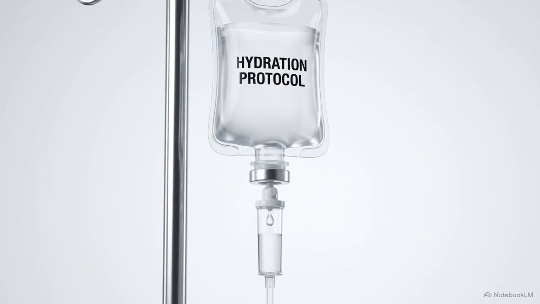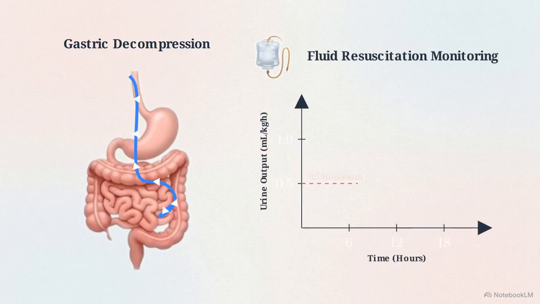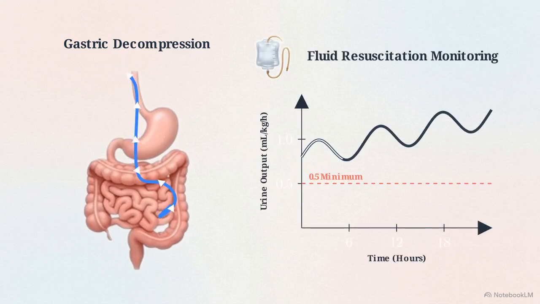All obstructions require immediate resuscitation and fluid replacement using isotonic crystalloids. This protocol focuses on correcting electrolyte imbalances caused by vomiting, specifically hypokalemia and hypochloremic metabolic alkalosis. To decompress the stomach and proximal bowel, clinicians insert a wide-bore nasogastric tube, which reduces the risk of aspiration. A Foley catheter is necessary to track hourly urine output, ensuring it remains above 0.5 milliliters per kilogram per hour.